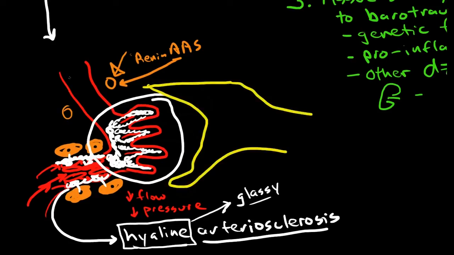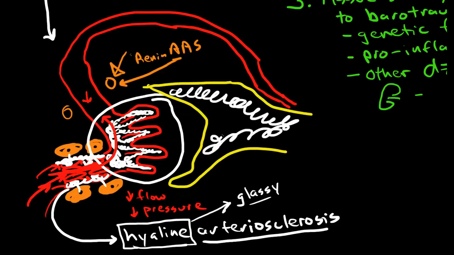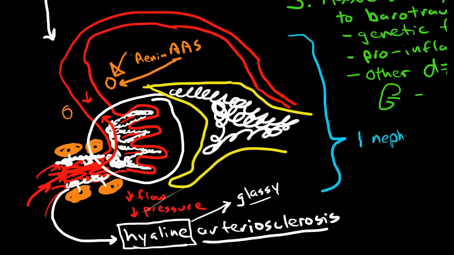Now, remember, even before the glomerulus is completely filled in with hyaline, the blood flow is not only decreased to the glomerulus, but it's also decreased to the efferent arteriole. So while we are beginning to have glomerular ischemia, we are also having tubular ischemia. So we end up with tubular necrosis, the cells die, and similar to the glomerulus, the tubules are filled in with hyaline.